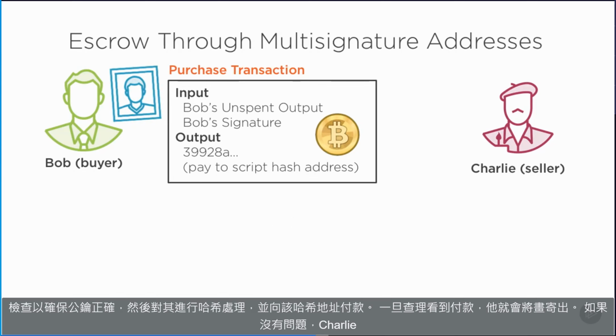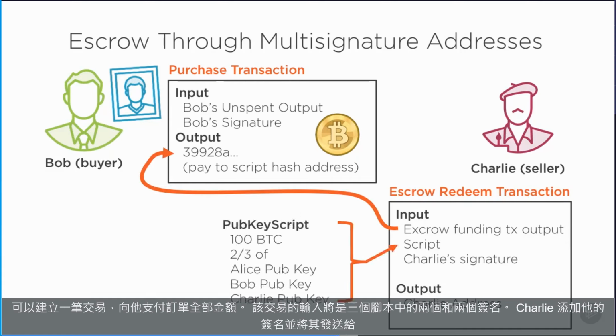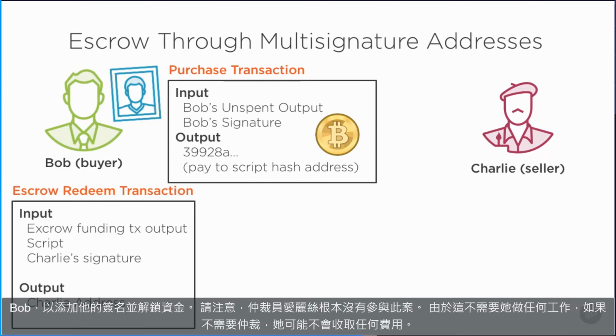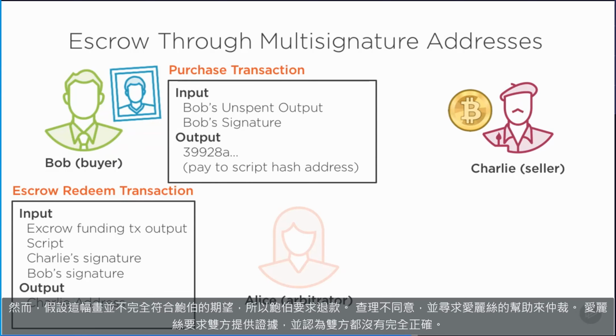If there are no problems, Charlie can construct a transaction that pays him the full amount of the order. The input to that transaction will be the 2 of 3 script and 2 signatures. Charlie adds his signature and sends it to Bob to add his signature and unlock the funds. Notice that Alice, the arbitrator, wasn't involved at all in this case. Since this didn't require any work on her part, she might not charge anything if arbitration isn't needed.